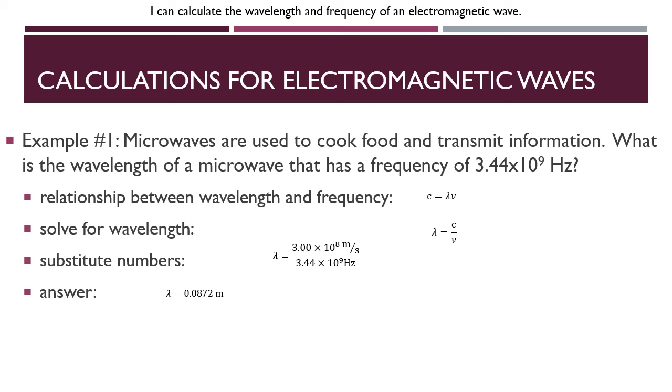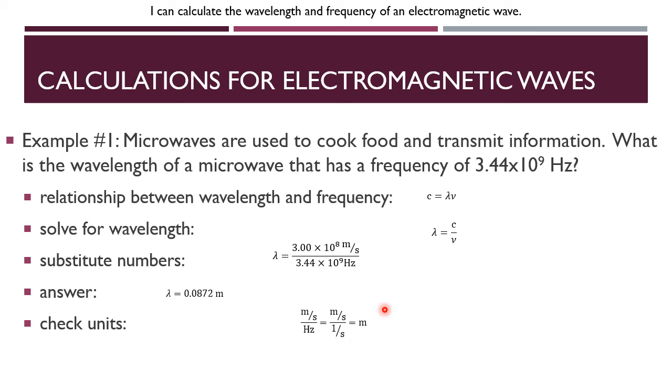Now one of the things I would highly encourage you to get in the habit of doing is a unit check, where I forget about the numbers and just write out the units of my calculation. So notice I have meters per second divided by hertz. Now at first it looks like that's not going to really work out very well, but remember that unit hertz can be written as inverse seconds or 1 over seconds.